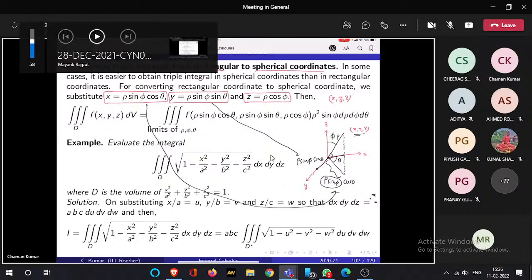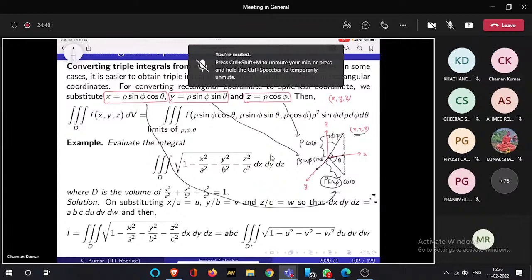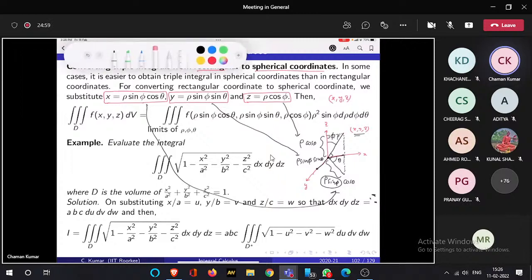And how do you calculate the length of z? You calculate it by projecting this ray on the z-axis. So that is your z. Again you have this right angle triangle, so the base of this will be rho times cos phi. So z is rho times cos phi. Is it okay? Yes, sir. So this is how you calculate.